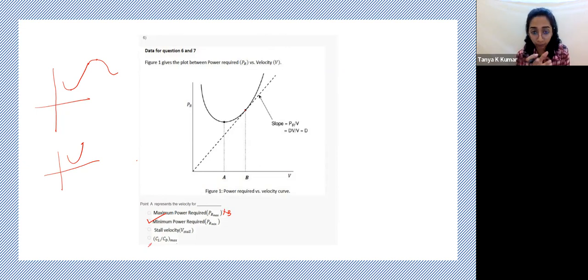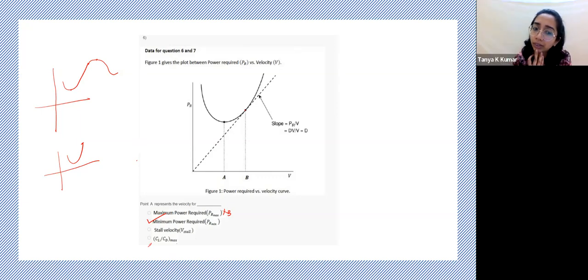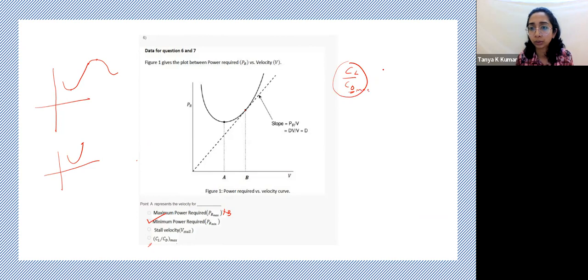So this minimum power required, we know. What was the other case? When is CL by CD maximum? When power is minimum for propeller, CL by CD is maximum. Okay, let's just see this. CL by CD is maximum when your drag is minimum, right? Yes, ma'am. So CL by CD max corresponds to minimum drag, which also means minimum thrust required.